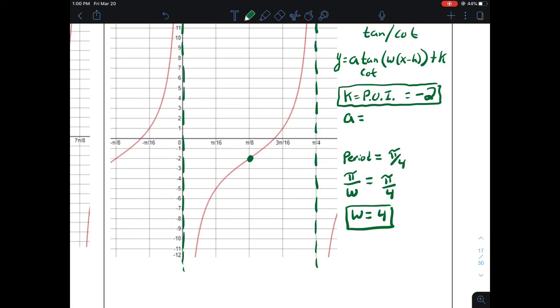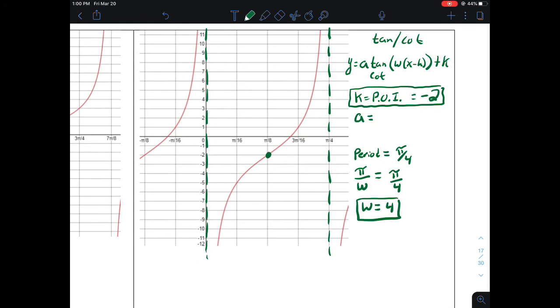Now to figure out what a is, our vertical stretch. There is no amplitude for tangent or cotangent, so I just keep my letters the same as for the other trig functions, but a is our vertical stretch. Now, to find the vertical stretch, you want to look for the change from the point of inflection when you go a quarter of the period. If I'm here at my point of inflection, how far do I change vertically when I get halfway between it and the vertical asymptote, which is here? Well, halfway between pi over 8 and pi over 4 is 3 pi over 16.